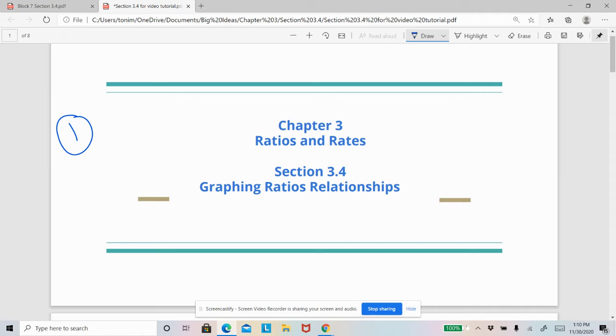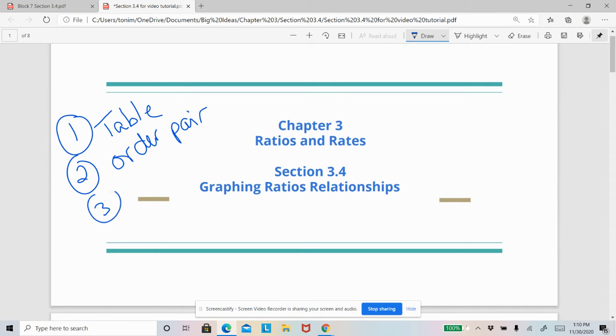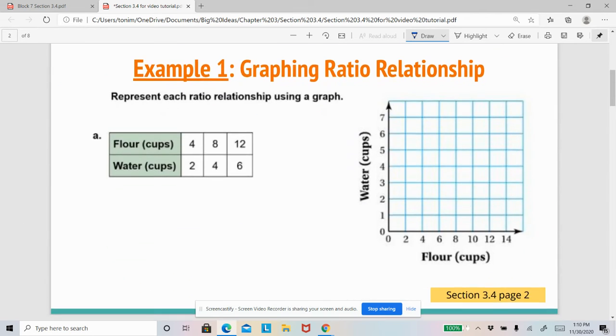The three things we talked about, in order, that you need to do to graph: you need to make sure there's a table, a ratio table, and then you need to write your ordered pairs, and then you need to graph. All right, so those are your three things. So if we go to example 1, we did examples 1 and 2, problems A and B.